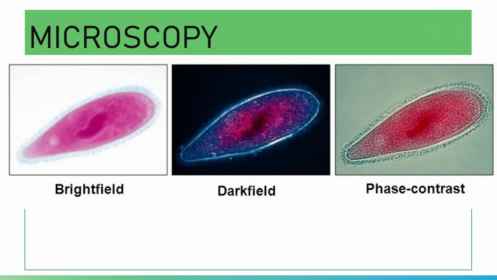This one is an image that is produced from a phase contrast microscope. So, comparing the images produced from bright field, dark field, and phase contrast: this one is the image produced from a bright field microscope, this is the image from a dark field microscope, and this is the image produced using the phase contrast one.